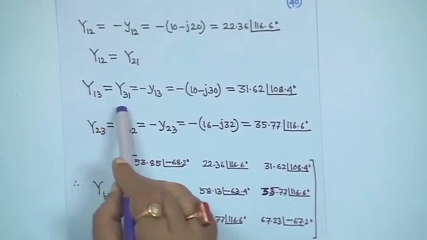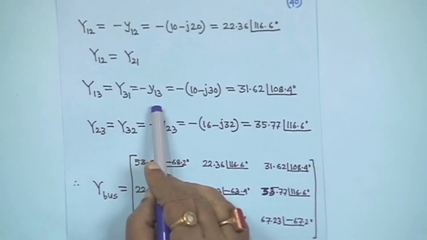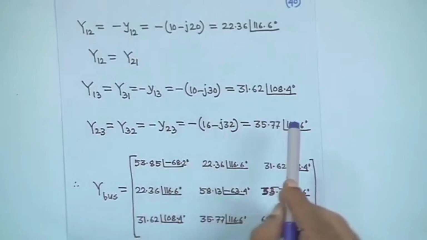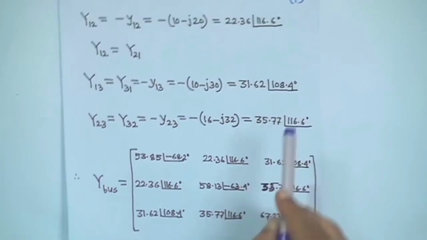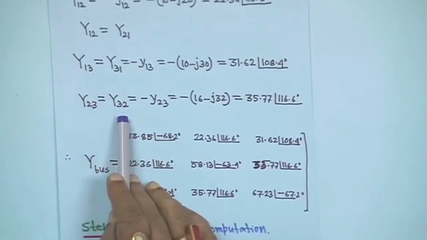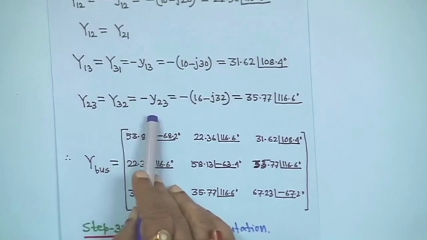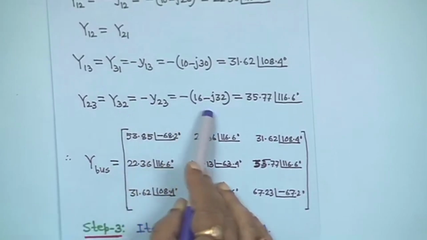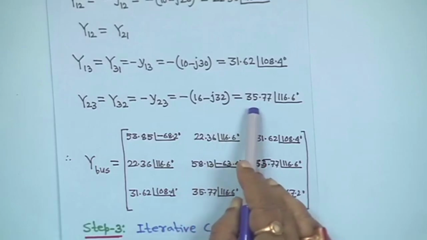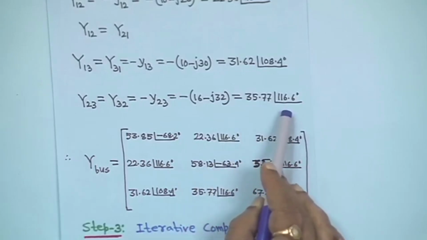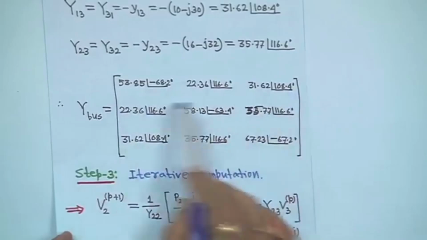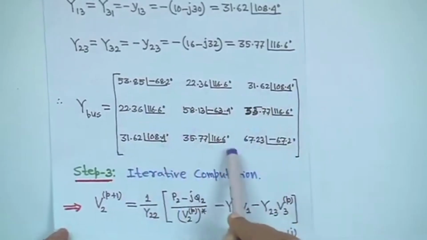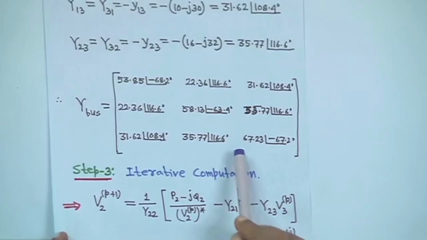So, capital Y13 is equal to capital Y31 is equal to minus small y13, which is minus 10 minus j30. It will be 31.62 angle 108.4 degree. And capital Y23 is equal to capital Y32 is equal to minus small y23, it will be minus 16 minus j32. So, this will become 35.77 angle 116.6 degree. So, with that you form the Y bus matrix Y11, Y12, Y13. The Y bus matrix is formed.